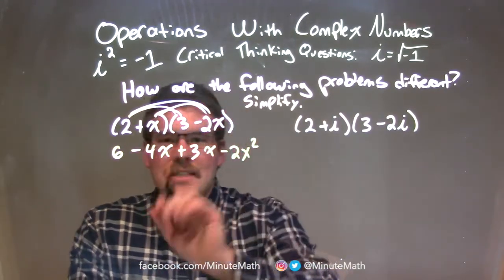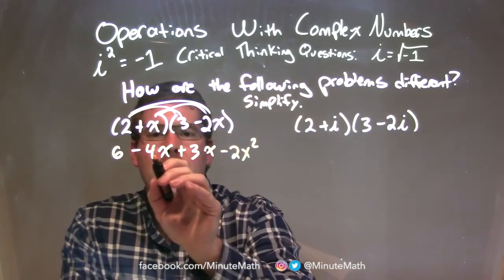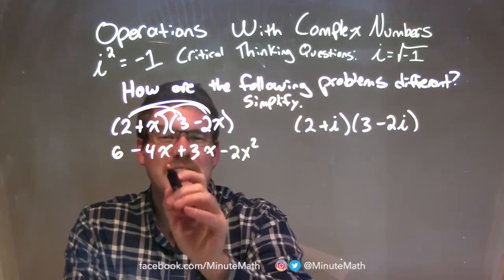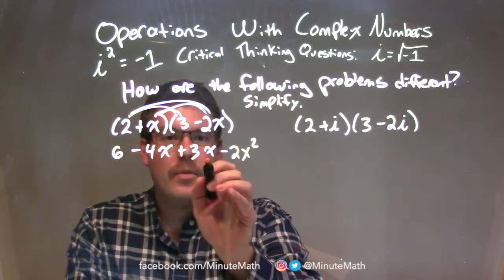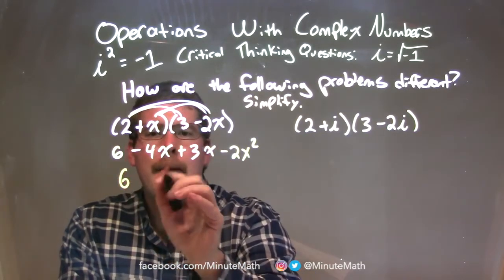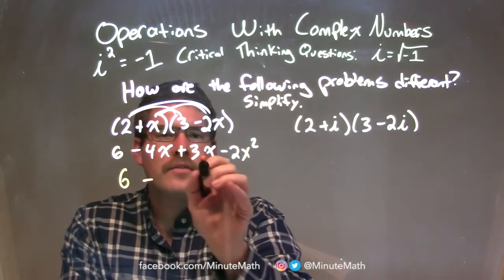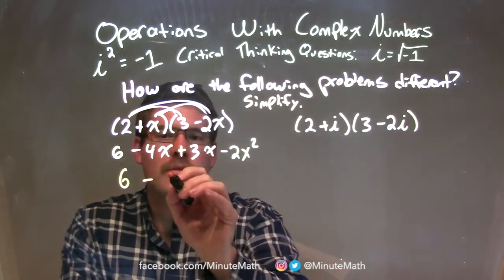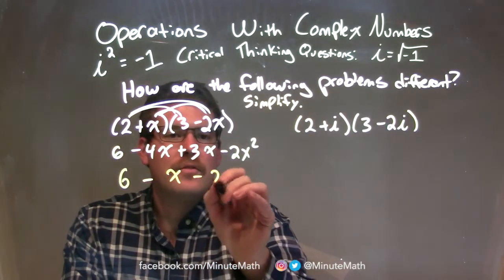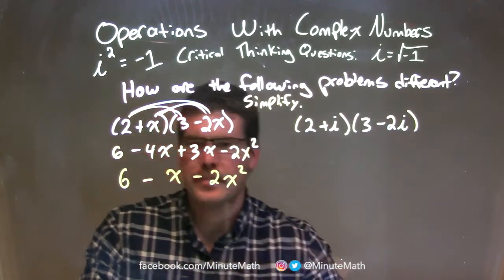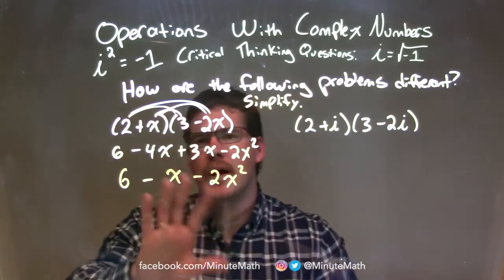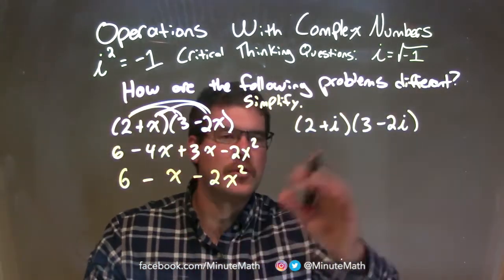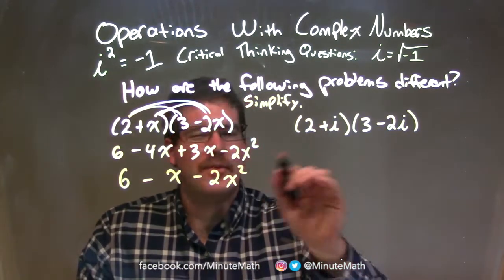So we can simplify this. Well, 6 minus 4x plus 3x minus 2x squared, we have to combine our like terms, which is just the minus 4x and 3x. That is just minus 1x, so we have 6 minus x minus 2x squared. Now, we can rewrite this and put the x squared first, but we don't really need to right now to do our comparison. We can see if they're any different.